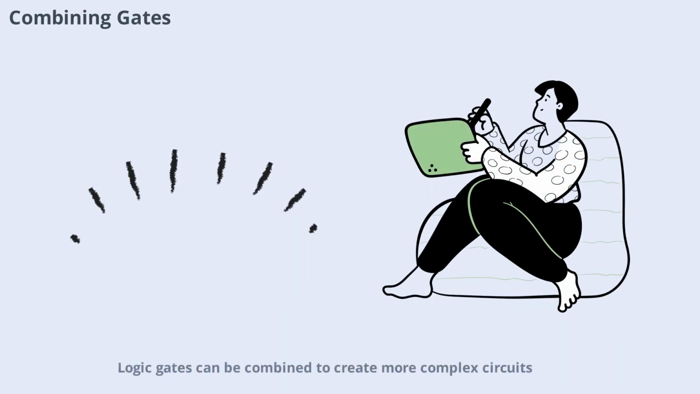Logic gates can be combined to create more complex circuits. By connecting the output of one gate to the input of another, engineers can build circuits that perform advanced functions. For example, combining AND, OR, and NOT gates can create a circuit that only activates under specific conditions. This flexibility allows for the design of everything from simple alarms to sophisticated processors. Understanding how to combine gates is a key skill in digital electronics.